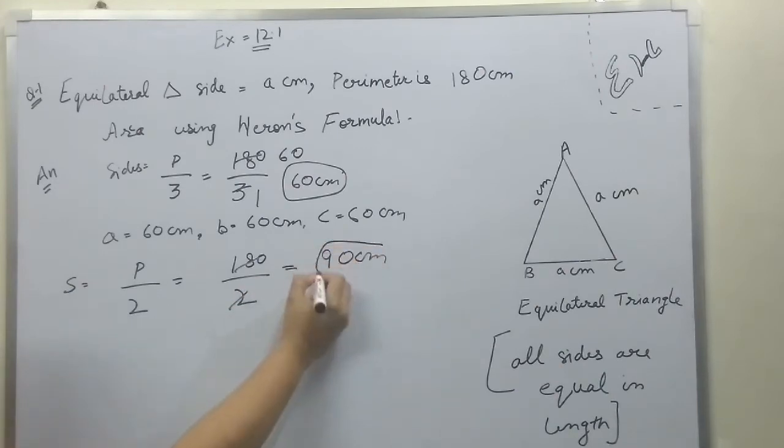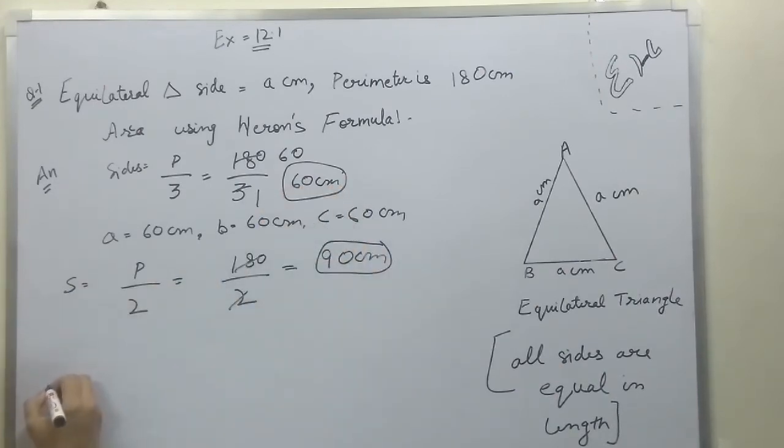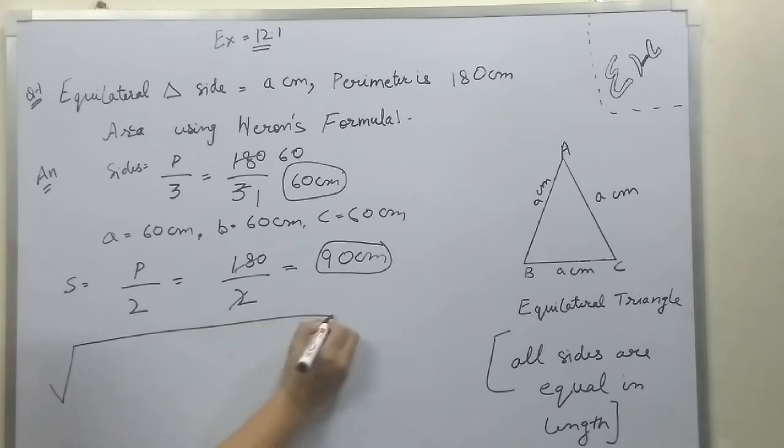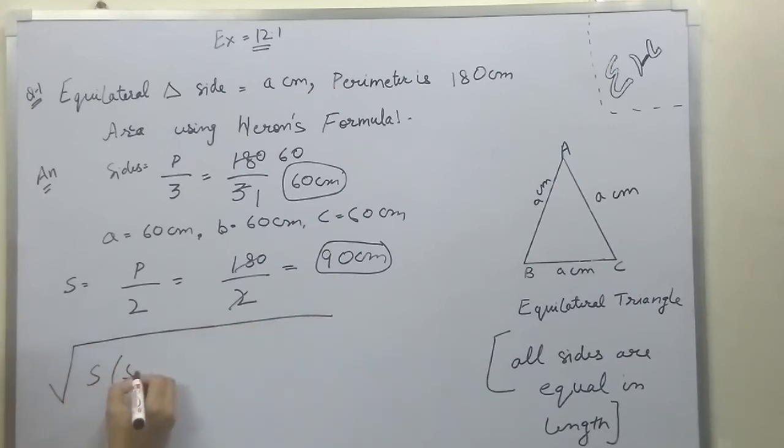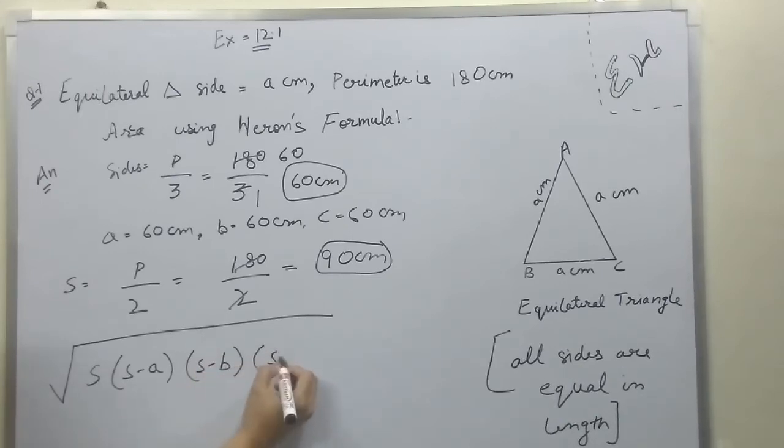Now you have got s and all the sides. Now what is Heron's formula? Square root of s into s minus a, s minus b, s minus c.